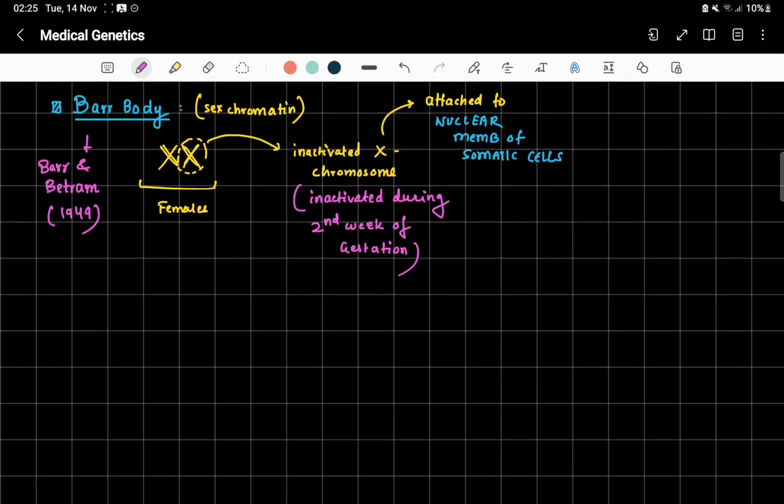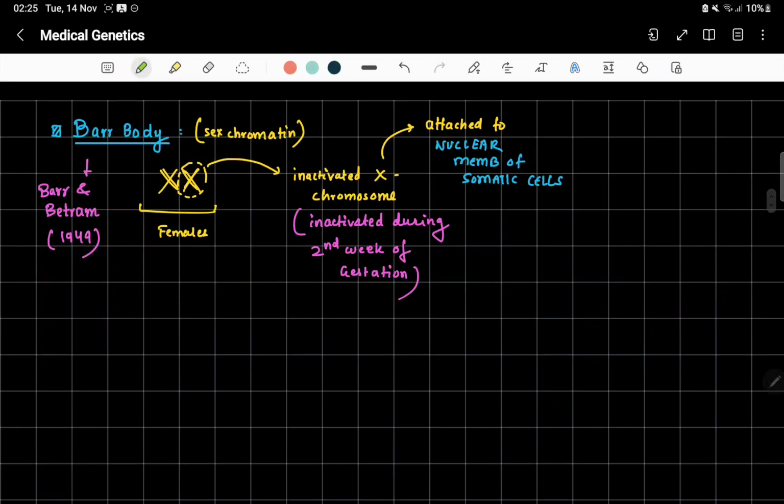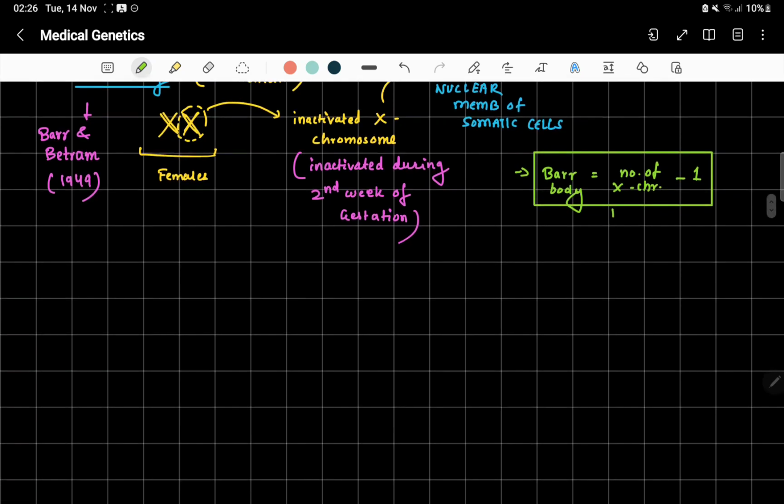And how do we calculate the number of Barr bodies? The number of Barr bodies is equal to the number of X chromosomes minus 1. So in a normal female, one Barr body is there.